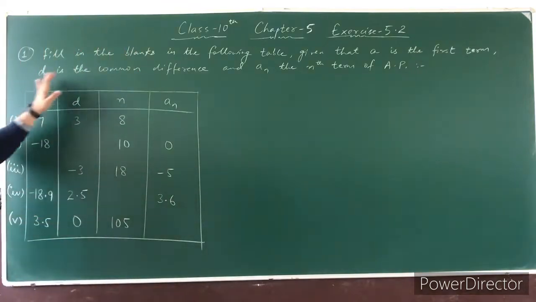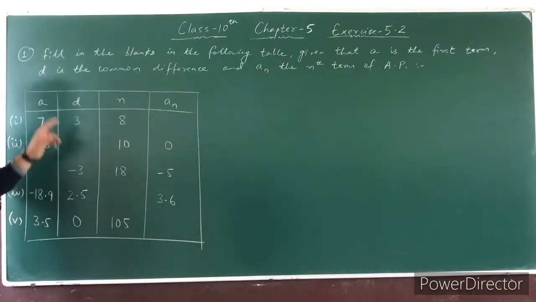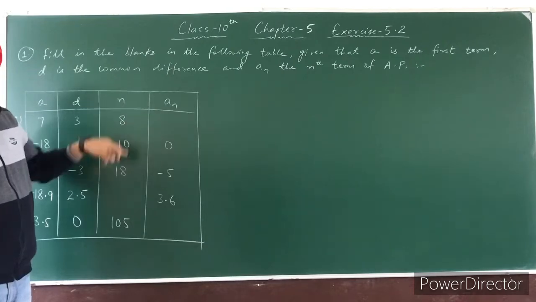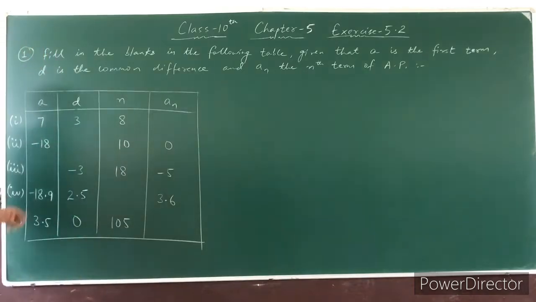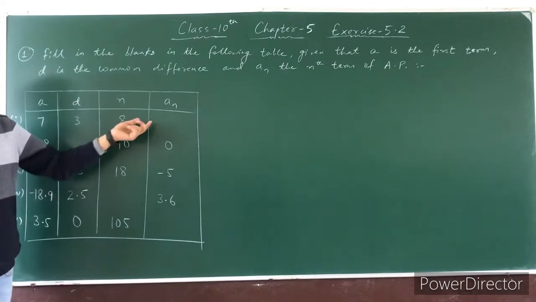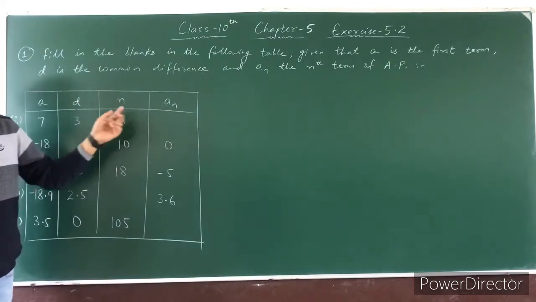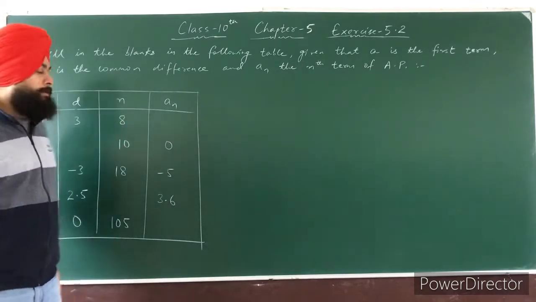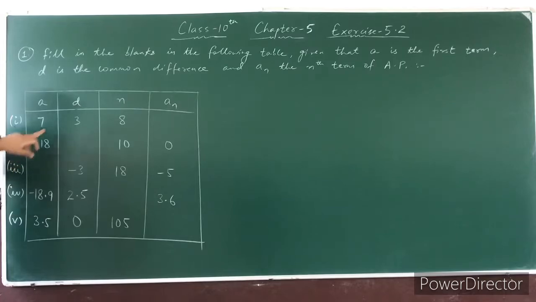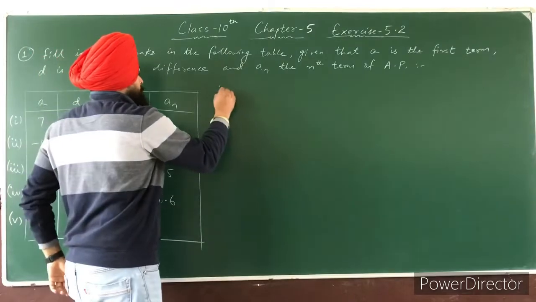So you can see here this table is given in which there are four columns. The first column is of a, the first term. Second column is of d, the common difference. Third column is for n, and the last column is for a_n. In this first part, a, d and n are given. So you have to find the value of the nth term, and n here is 8. It means you will find the value of the 8th term. Clear? Similarly, in the second part, d is missing. In the third one, a, and so on. So let us start with the first part.